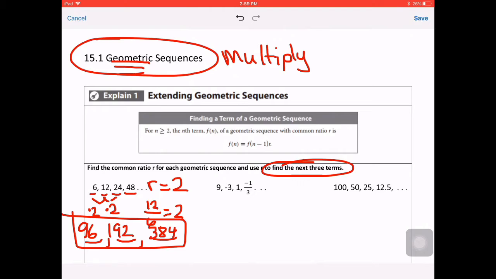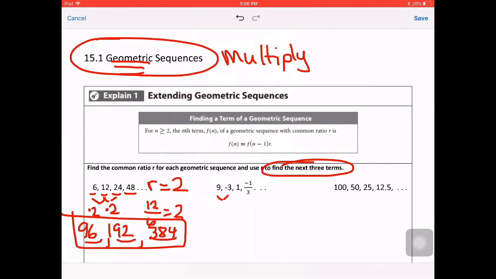Now let's look at the next example that we have. 9, -3, 1, and -1/3. You will see the numbers are going down from 9 to 3 to 1, and the signs are changing from positive to negative. So because they're getting smaller, we're going to multiply by a number less than 1.